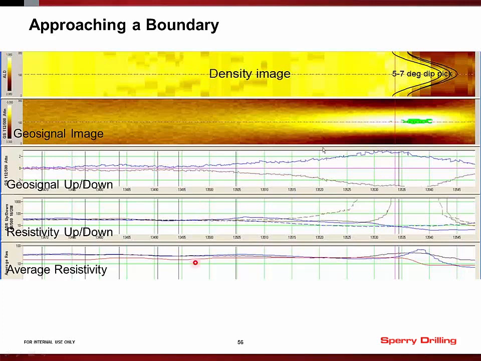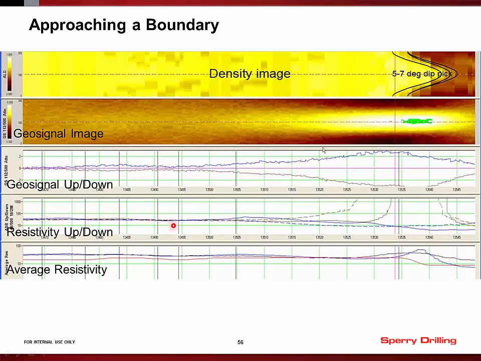The important thing to notice here though is the amount of warning that you get as you approach the boundary. The boundary is here. This is where the density is crossing the boundary, where we see a change from low density to high density. But before we get there, some of these other signals are starting to react. All the way back here, we start to see separation between the up and down facing geosignals. And the closer we get to the boundary, the greater that separation becomes until it becomes very large as we actually get to the boundary itself.